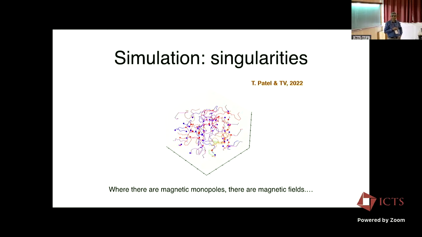The original monopole idea had a Dirac string. But these are real strings, made of something else.